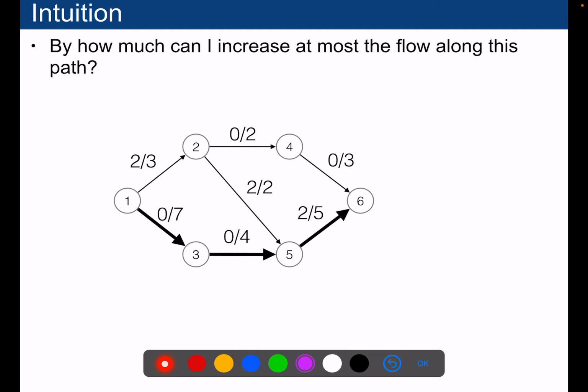What about this path? Along that path, you see that my bottleneck is now this one, 4. So I can do +4 everywhere along that path. No, not really, because on that one I already have 2 units of flow out of a capacity of 5. So actually my residual capacity here is 3, and the real bottleneck will be 3. So I can do +3, +3, +3, and that edge here will be saturated.